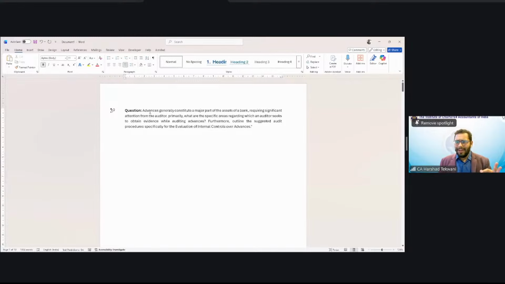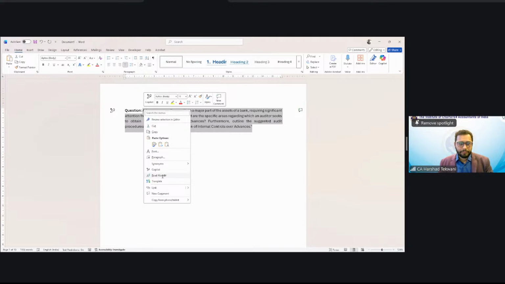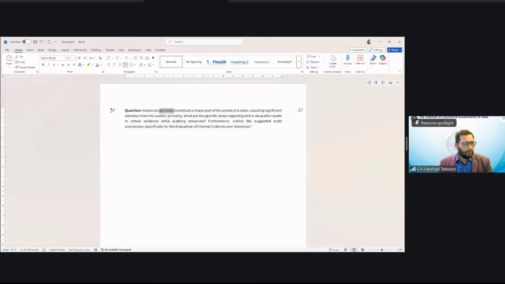Let me read straightforward. The first question is a simple question. There is nothing difficult with that. Okay, so let me read that particular part for you. A major part of the assets of a bank, requiring significant attention from the auditor primarily. What are the specific areas regarding which an auditor seeks to obtain evidence while auditing advances? Furthermore, outline the suggested audit procedures specifically for the evaluation of internal controls over advances.